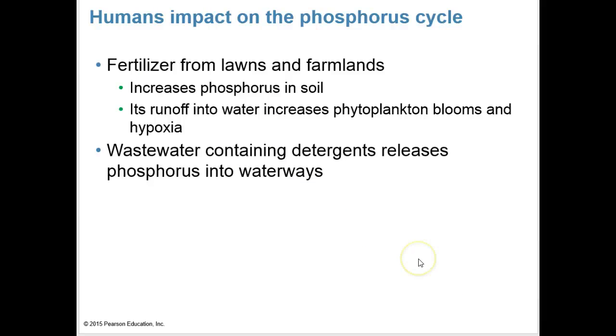Humans impact the phosphorus cycle much like they impact the nitrogen cycle, by adding this to our fertilizers and then fertilizing lawns and farmlands, and then it enters ecosystems by runoff and again leads to eutrophication. Wastewater containing detergents also releases phosphorus into our waterways.